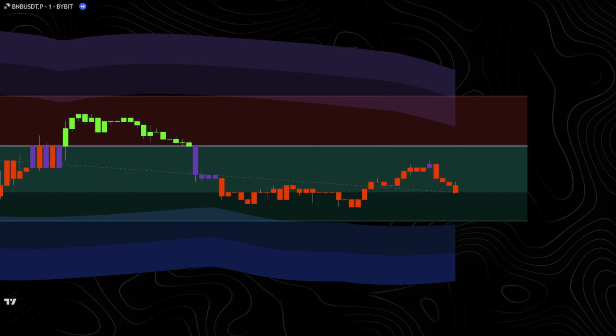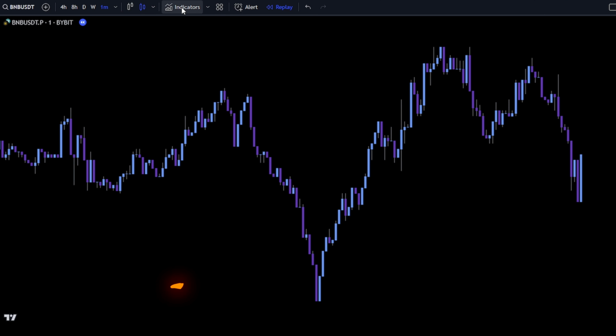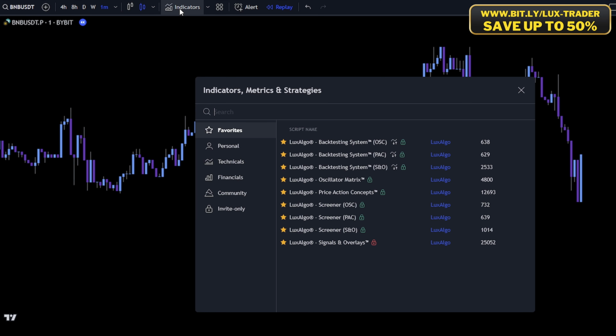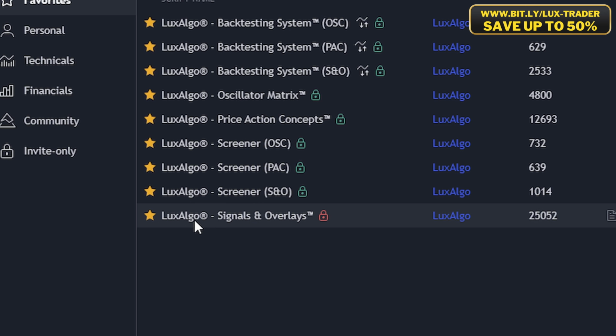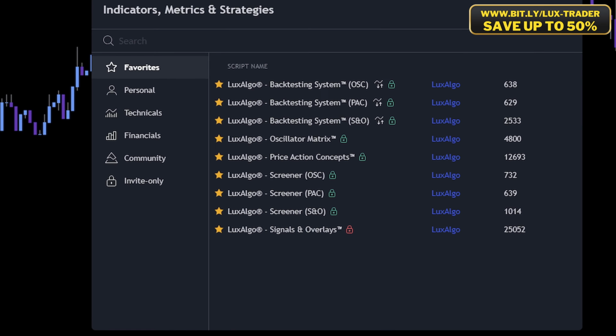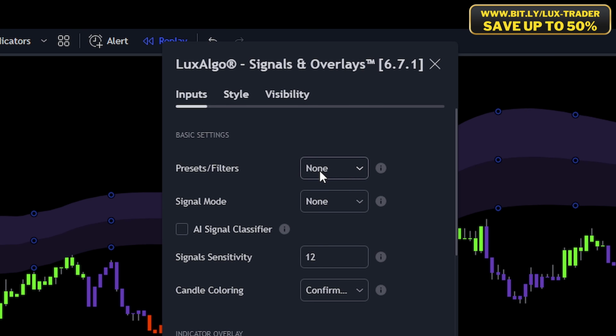Without wasting any time, let's get straight into it. To apply the indicator to the chart, open the Indicators tab and search for LuxAlgo signals and overlays, and add this one to your chart. Let's first customize our indicator.